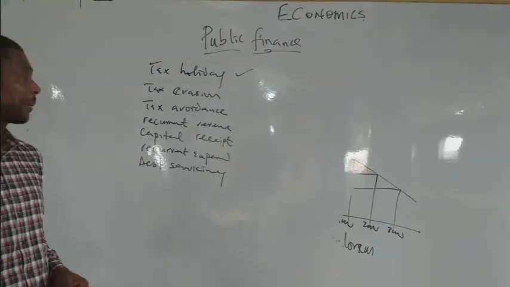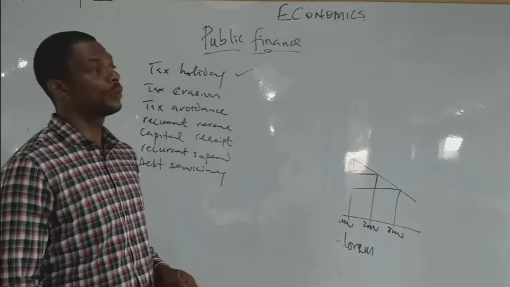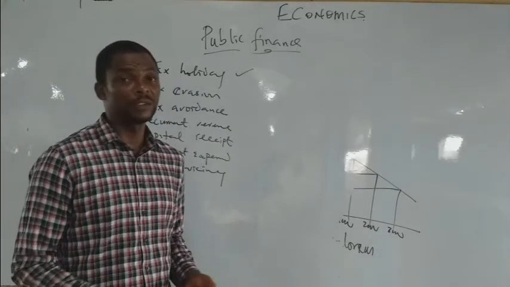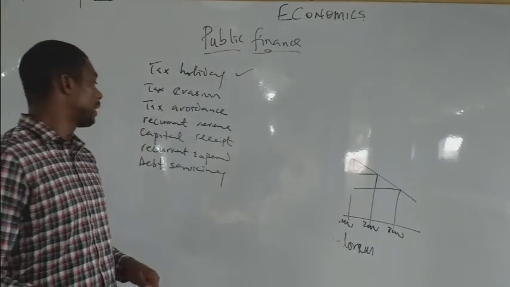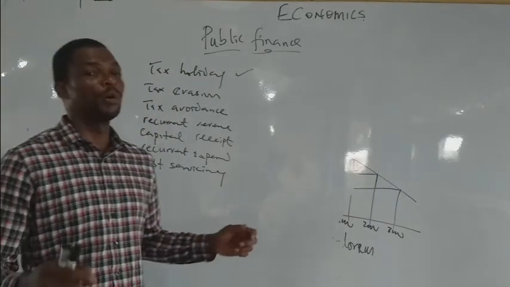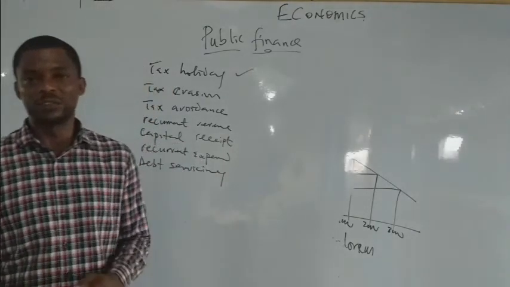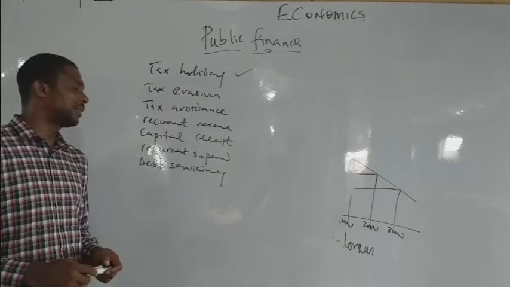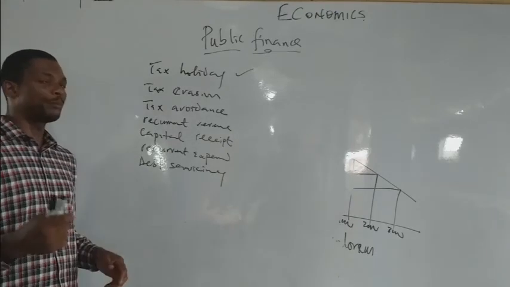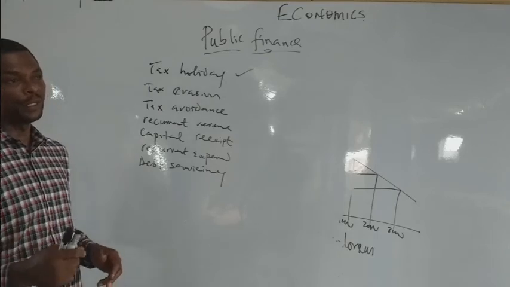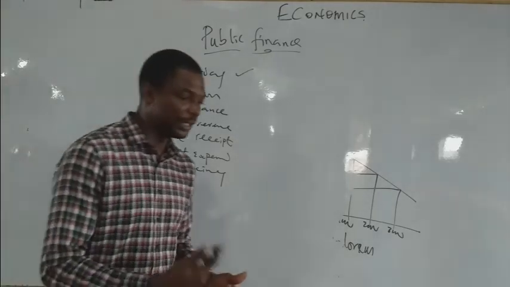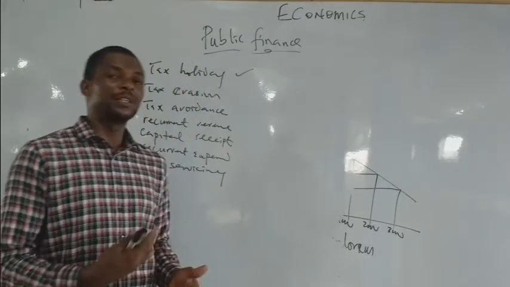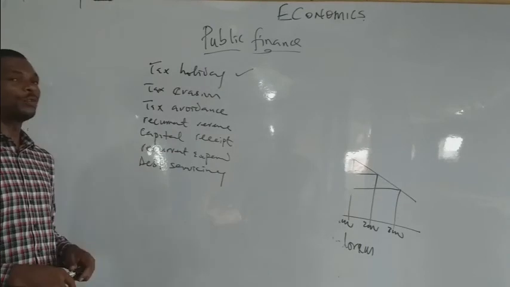Then capital receipts. Capital receipts are those huge amounts of money received by the government from wealthy nations, maybe in terms of grants or aids. Then capital expenditures are those huge amounts of money expended by the government on capital projects such as canals or bridges. Then debt servicing. Debt servicing is the amount that you pay as interest on debt that you have borrowed. That interest that you pay on debt that you have borrowed is known as debt servicing.